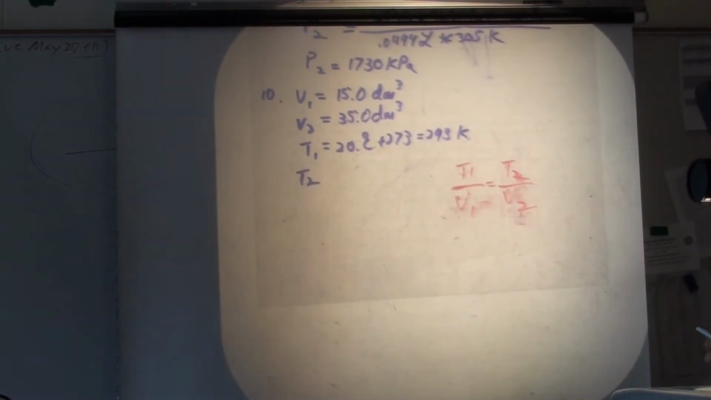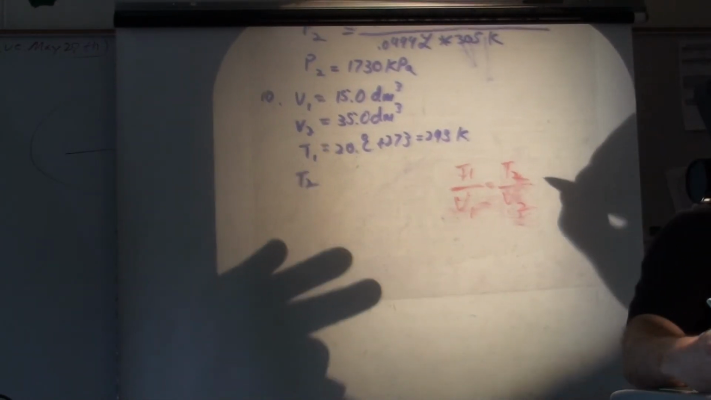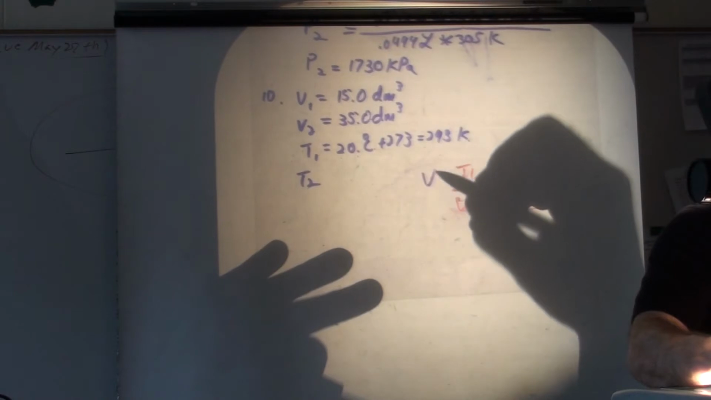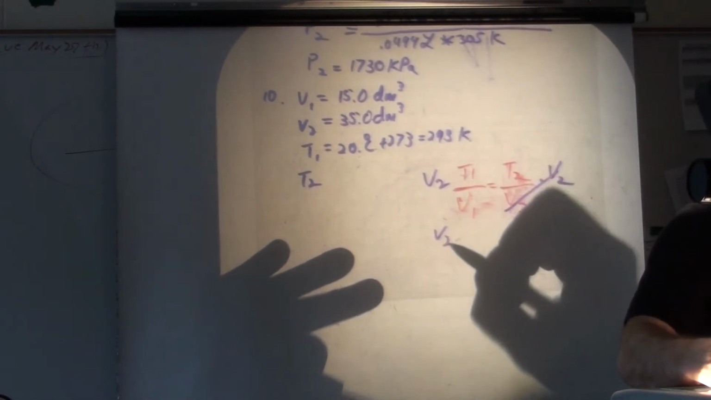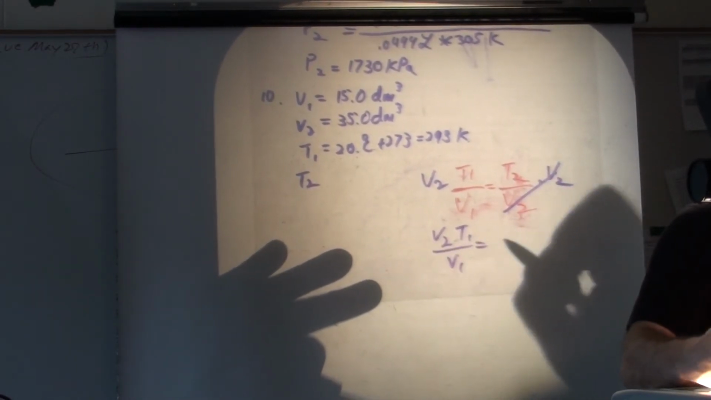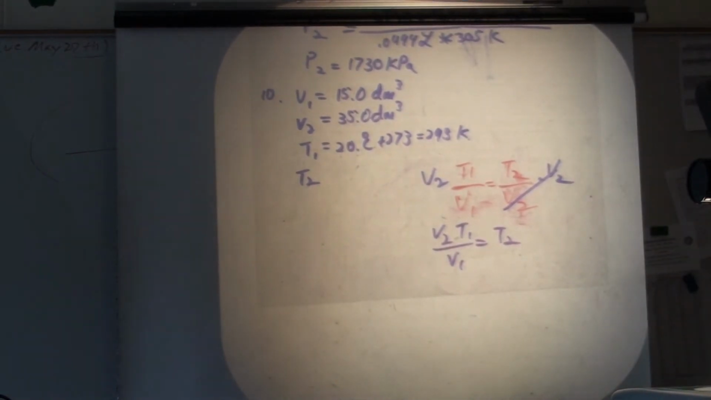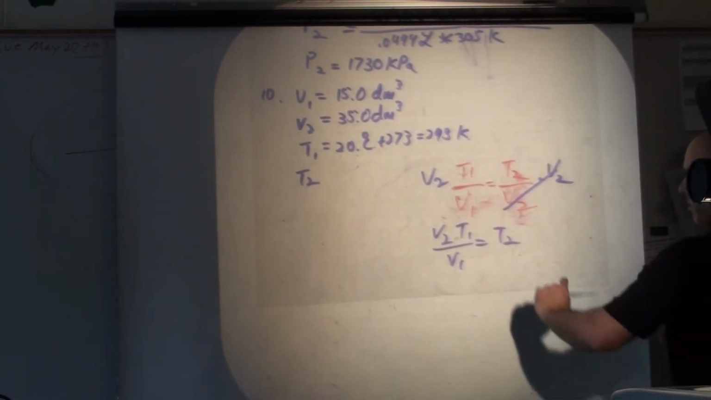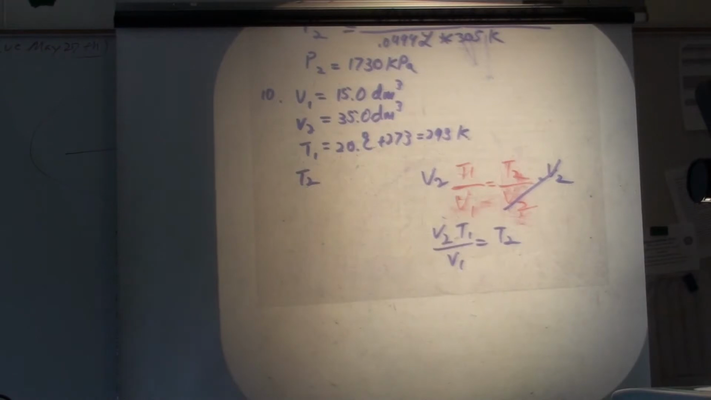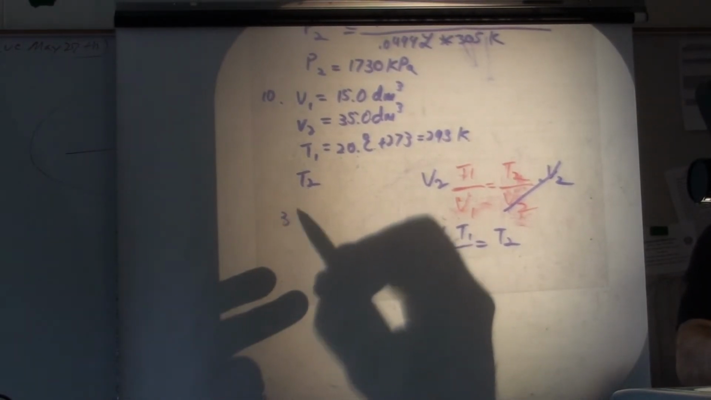Now we've got the T2 in the numerator. So then all I have to do is multiply both sides by V2. So I end up with V2 T1 over V1 is equal to T2. So that's the fastest way to isolate the T2. Then we can plug in the numbers.